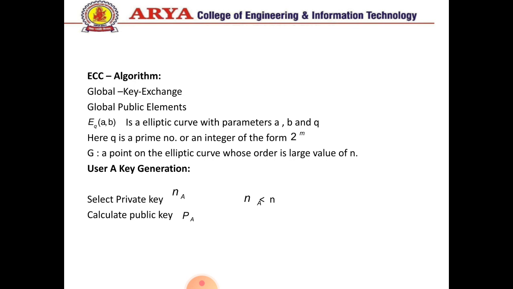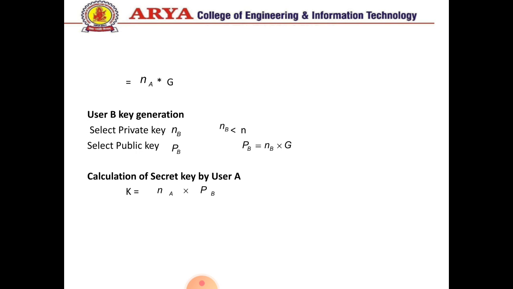Now user A generates its key. First select the private key nA of A. Here nA is less than n. Now calculate the public key PA of A. So PA is equal to nA into G. Now user B will generate its key. First user B will select its private key nB. Now nB is less than n, and second the user will select its public key PB. PB is equal to nB into G.